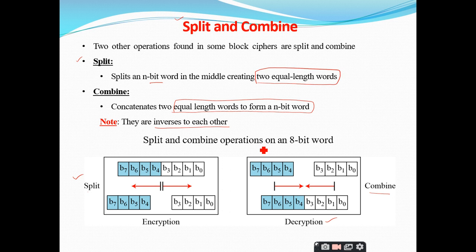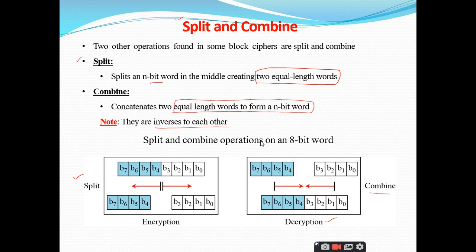So in today's session we have discussed the various components of the modern block cipher, where we started our discussion from the P boxes and then the S boxes. Can anybody tell me, are P boxes invertible or not? Yes, but only the straight P boxes are invertible. The compression and the expansion P boxes are not invertible in nature.